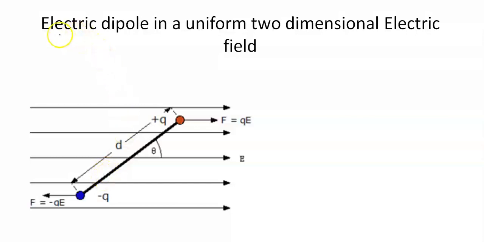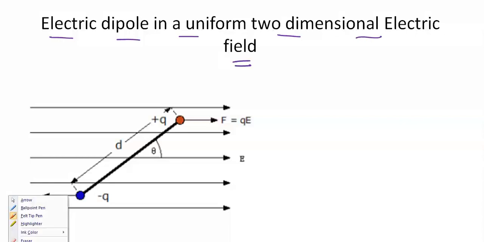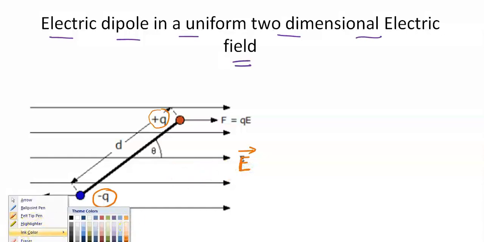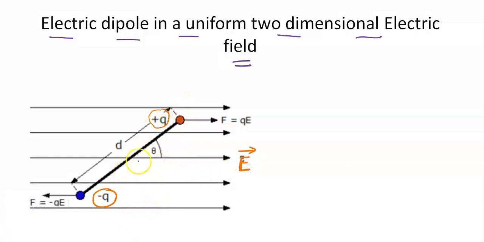So now we will be talking about electric dipole in a uniform two-dimensional electric field. Here you can see that we have an electric dipole. Here we have a minus q charge. Here we have a plus q charge. This is what the electric dipole setup is. And it is being kept in an electric field E vector, which is applied here, and the dipole is kept here at an angle theta in this direction. You can see that it is kept at an angle theta.